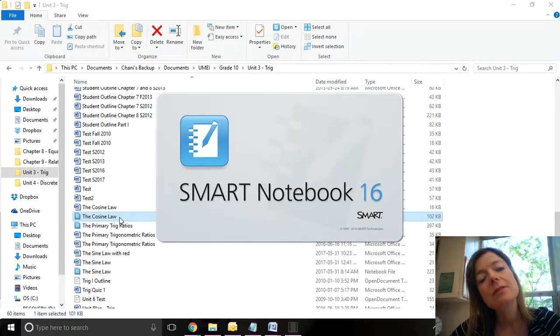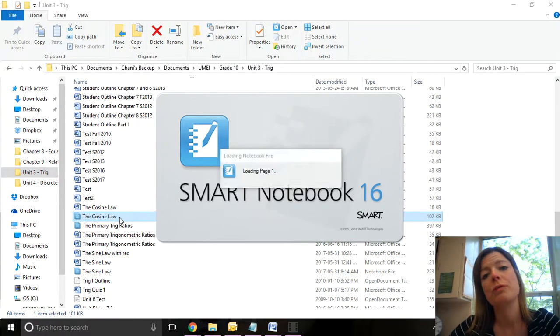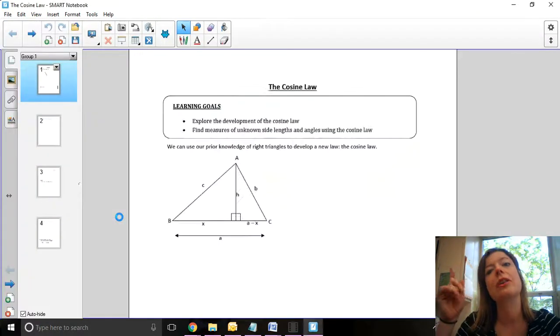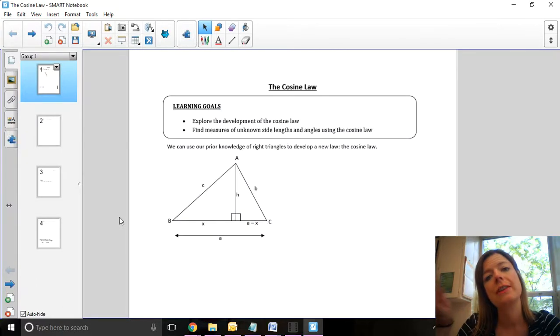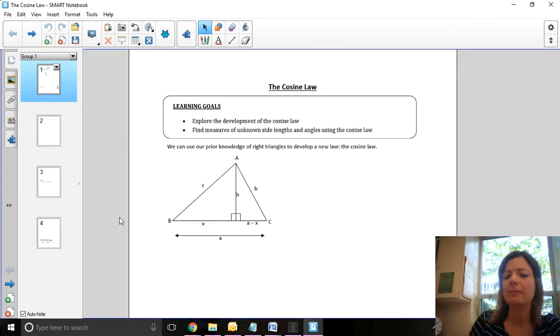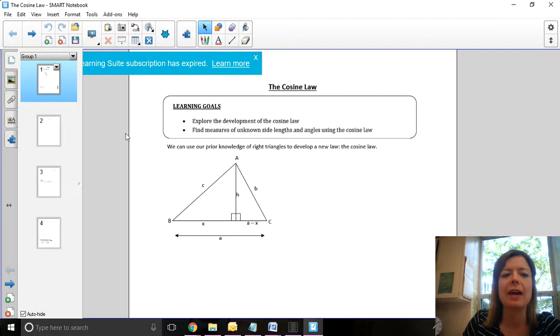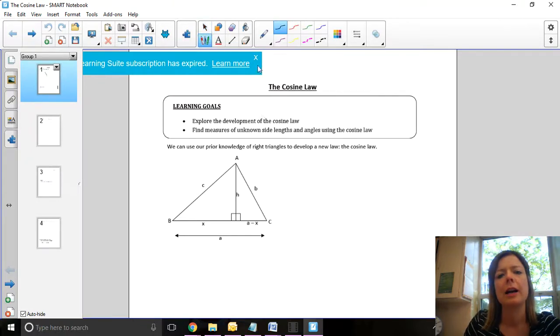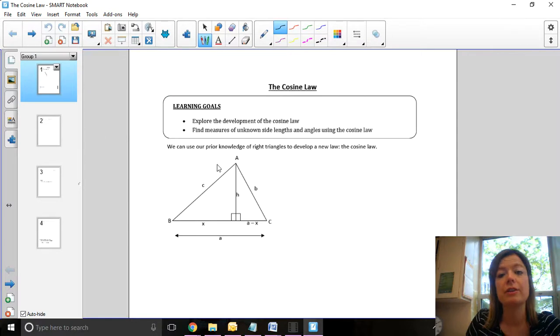Remember, to use the sine law, you need a known ratio. That's a known angle and a known side that are across from each other. But we don't always have that. So the cosine law actually allows us to solve for triangles that don't have that.